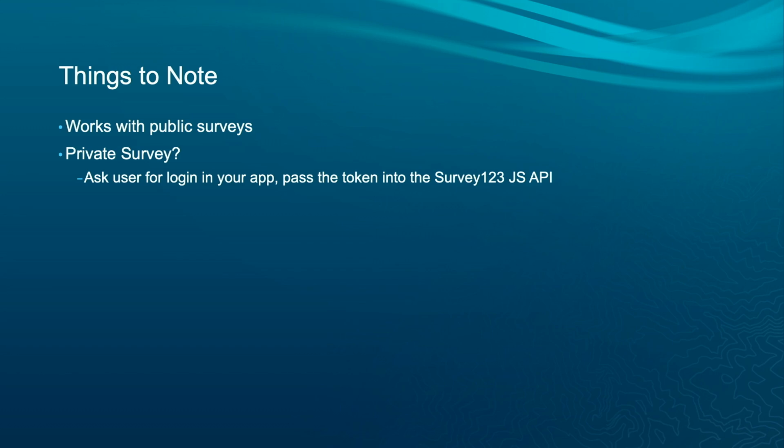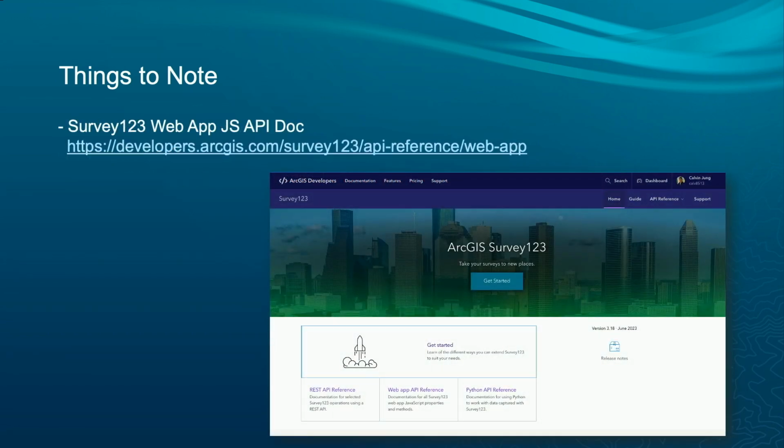And of course, we support ArcGIS Enterprise. In the Survey123 JS API, you can switch the portal to your enterprise by using the portal URL. And you can see all the specs, all the functions, all the examples, and all the details in our documentation. We have the Survey123 Web App JavaScript API documentation at this URL, and you can find everything, including the examples I mentioned before, in this document.